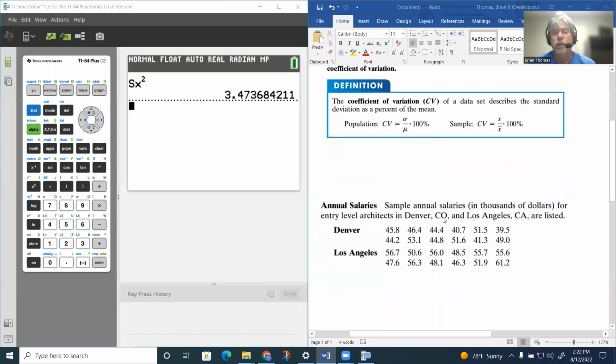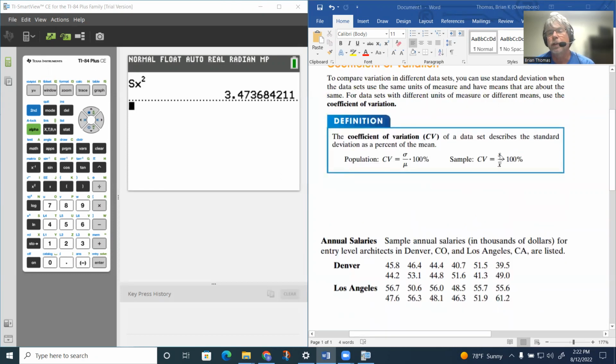So we have this question here. We have sample annual salaries in thousands of dollars for entry-level architects in Denver, Colorado, and Los Angeles, California. Notice how it says sample. So it tells me I'm going to be using this S over the mean, X bar. Now remember, using the calculator, mu and X bar are the same thing, but sigma and S are not.